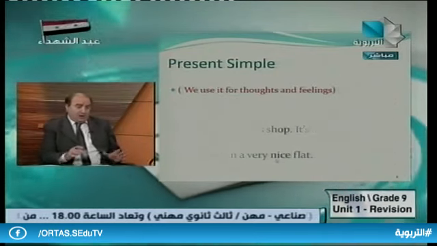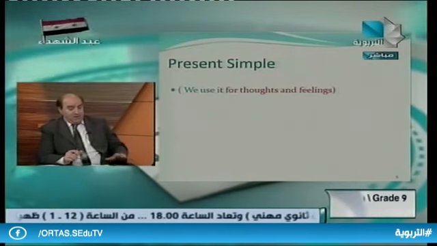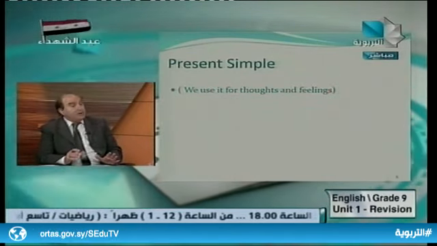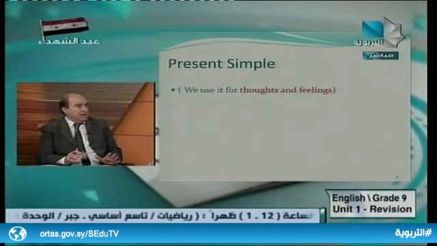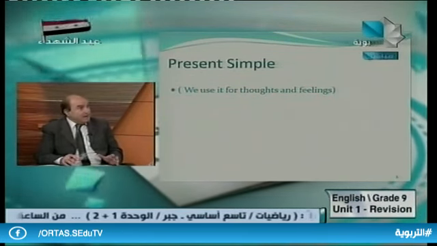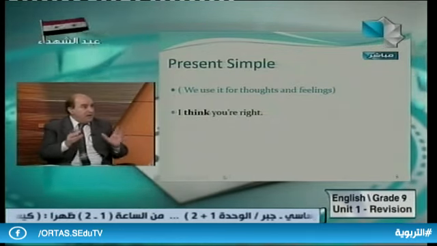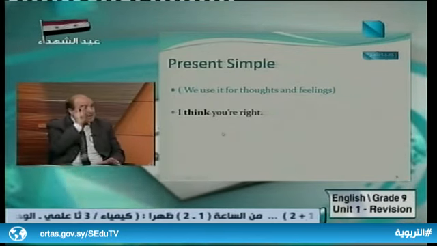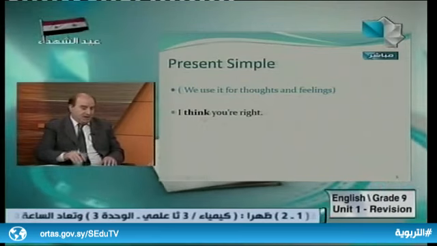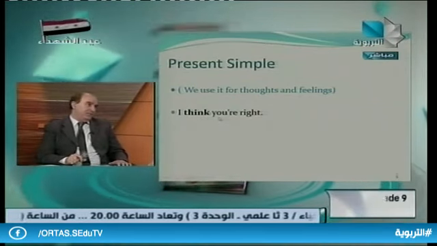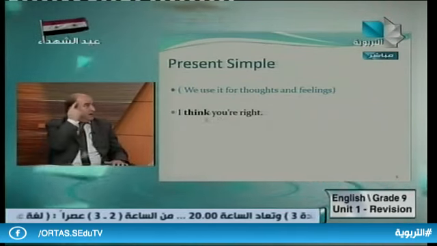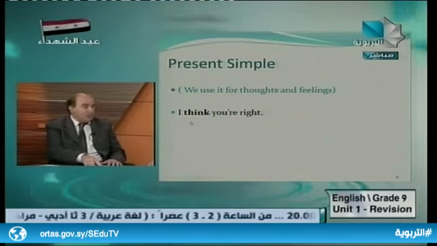Also, we use the simple present when we talk about thoughts and feelings, our thoughts and our feelings. So we can't use any other tense but the simple present. Example: I think you are right. Here, I think is called a thought.